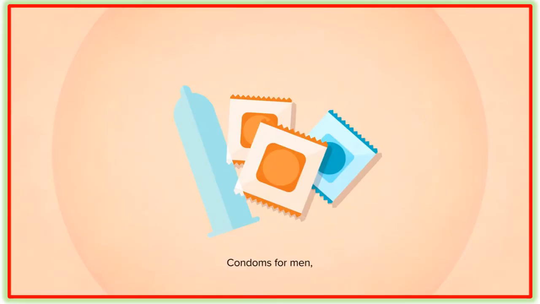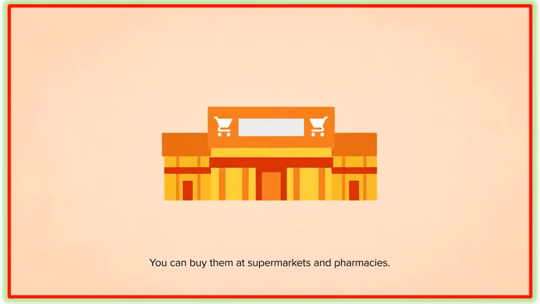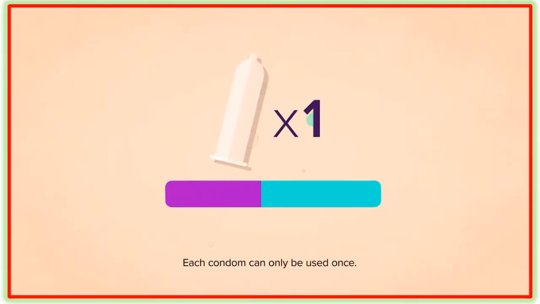Methods. Condoms. Condoms for men are thin rubber tubes that cover the penis. You can buy them at supermarkets and pharmacies. Each condom can only be used once.